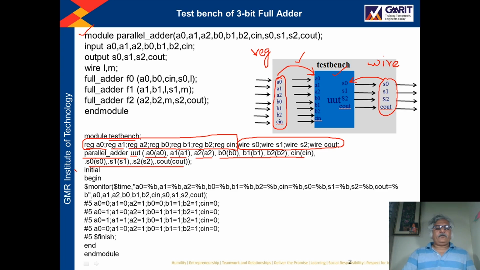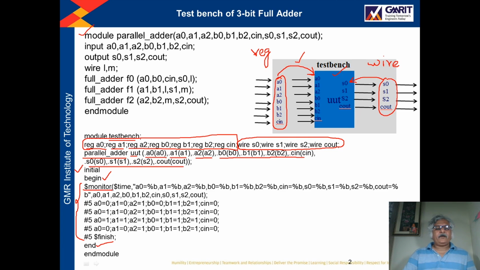Now we will use the initial keyword because this test bench has to be executed once. So whatever we write inside initial will execute only once. Since there is more than one statement inside the initial block, they have to be enclosed between begin and end.